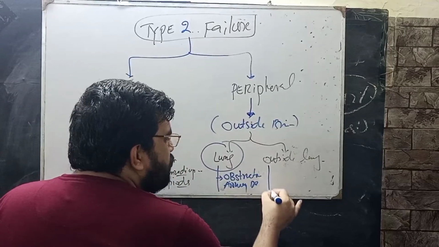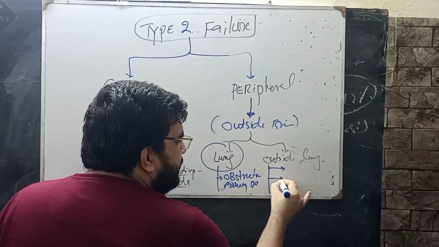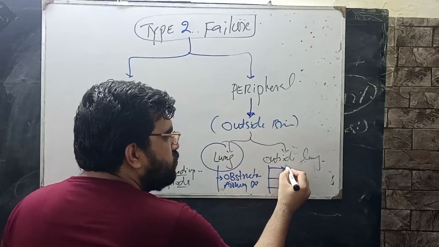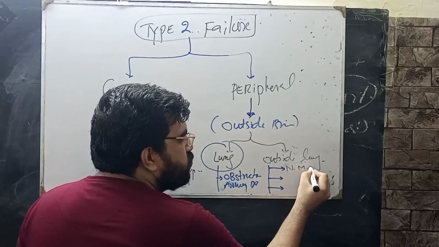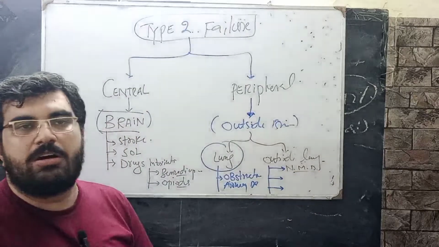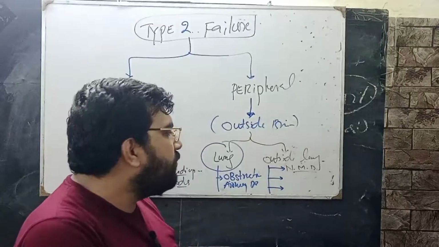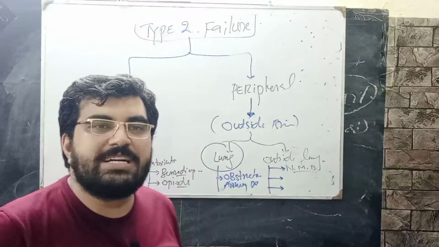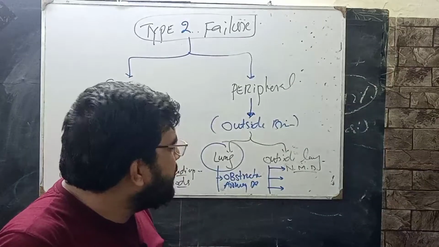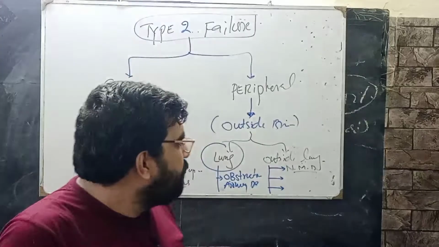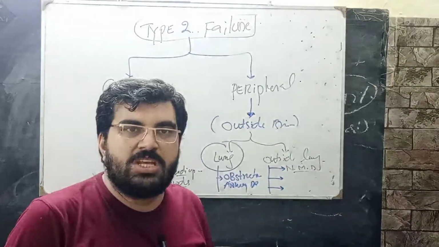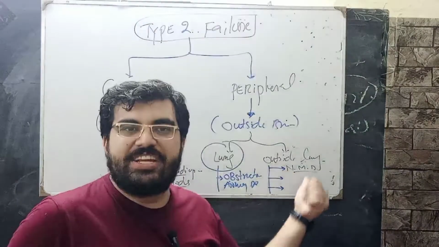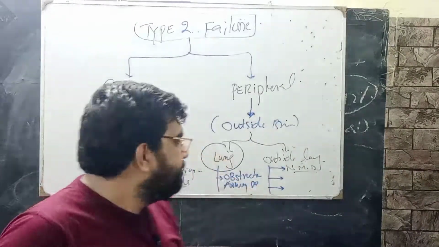Now, what are the causes outside the lung? We are having neuromuscular disorders. Now this is very important from the neurology point of view. If you are having a neuromuscular disorder, a motor neuron disease, myasthenia gravis, or GBS, which involves the diaphragm and respiratory muscles, in that condition that can give you type 2 respiratory failure.